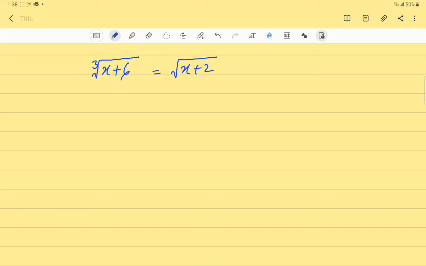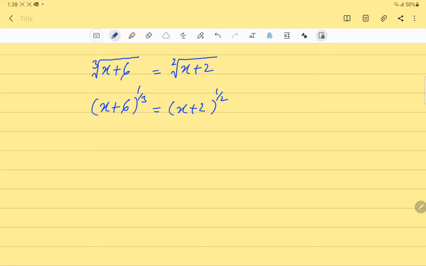The given equation can be written as, and you know that in square root the outside index is 2, but we do not write it. It is by default considered 2 if nothing is mentioned there. So here we can write x plus 2 raised to power 1 over 2.